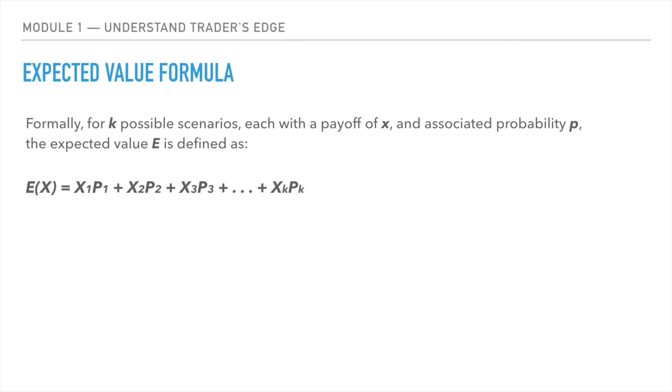K represents the number of possible scenarios. In trading, there are only two scenarios. Either you win or you lose. So the value of K is 2. X represents the value of your total payoff in each scenario. For example, in trading, we can use X1 to represent the total amount of money we can earn if we have a winning trade, and we can use X2 to represent the total amount of money you lose when you have a losing trade. And P represents the probability of each scenario. This is easy to understand. We can use P1 to represent the probability of winning trades, and P2 to represent the probability of losing trades.